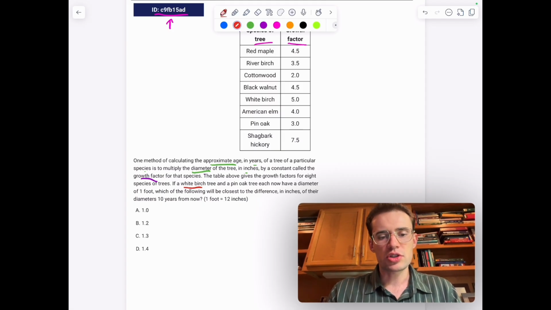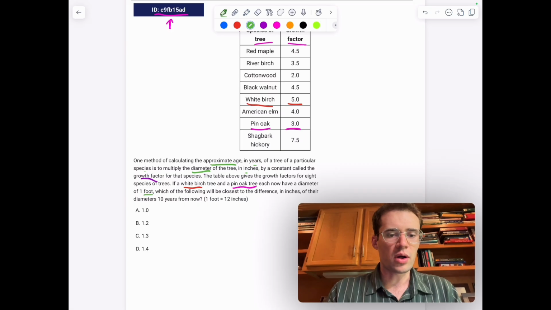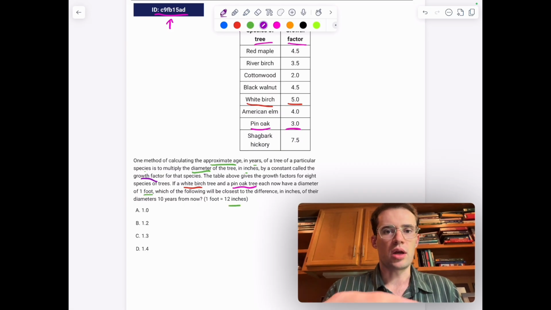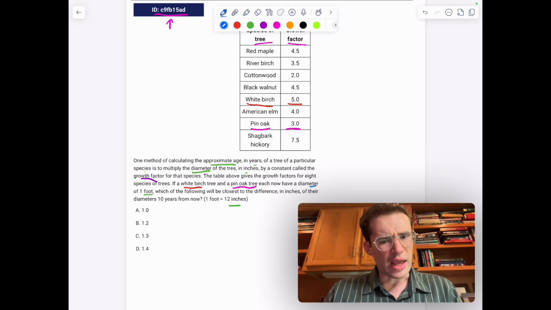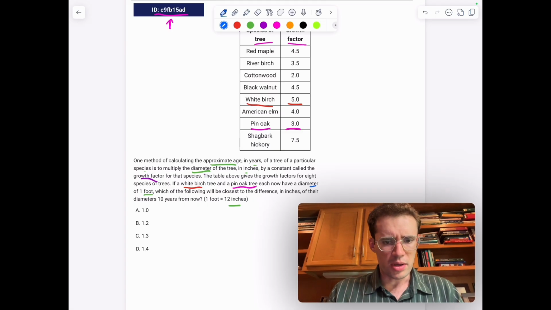If a white birch tree, so white birch is right here, the one with the growth factor 5, and a pin oak tree, that's this one, it has a growth factor of 3, each now have a diameter of 1 foot. So right now they both are 1 foot, that'd be 12 inches. In case you're not familiar with the imperial system, but that's what they already have. So I think if it's going to be talking about growth, it might not matter, but let's see. Which of the following will be the closest to the difference in inches of their diameters 10 years from now?